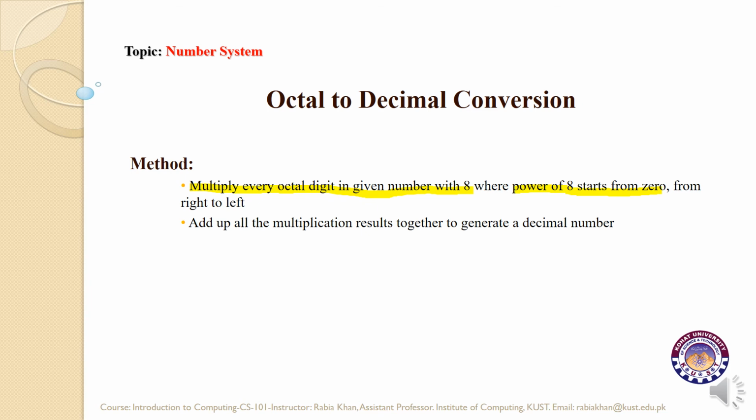So given an octal number, we have to multiply every digit with 8. The power of 8 starts from 0, and the multiplication process will begin from right to left. At the end, we will add up all the multiplication products and generate a decimal number. So once the multiplication is completed, we need to add all the products and the result will be a decimal number. So let's see with a few examples how we can apply this method.